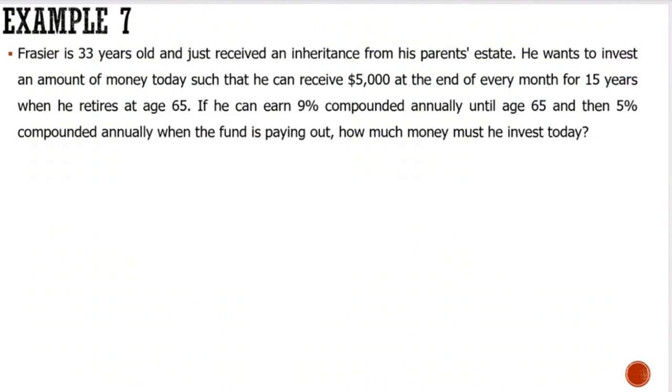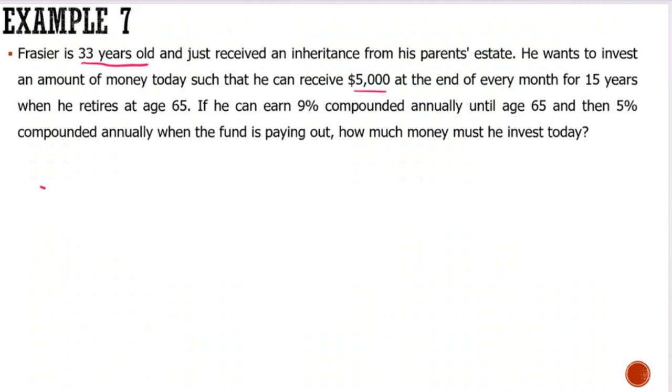So now with a deferred annuity, this is this guy Fraser. He is 33 years old and has received the inheritance from his parents. He says he wants to invest the money today such that he can receive 5,000 at the end of every month for 15 years when he retires. So now he is deferring these payments, these annuities, for 15 years. Okay. So now there are 2 periods in a deferred annuity. One is a deferral period whereby you are not getting any payments or you're not making any payments. Then after a specific time, the annuity starts to pay off. Okay, so now you need to be calculating into 2 periods.